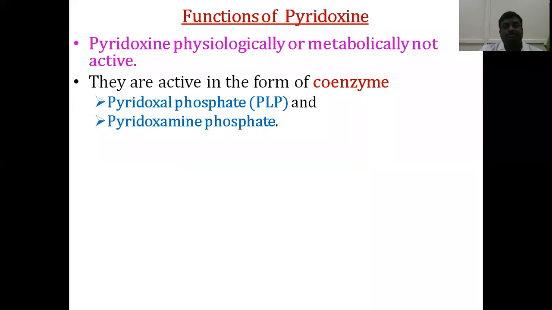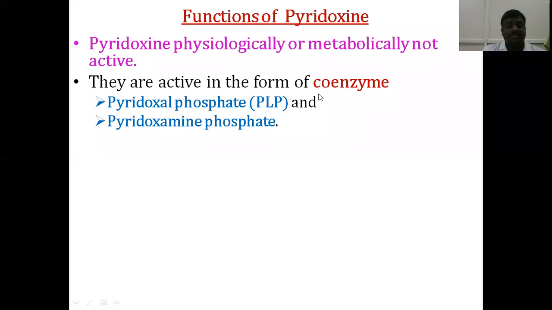What are the functions of pyridoxine? Direct pyridoxine does not have any function in our human body. If you need functions from pyridoxine, first it has to be converted to a coenzyme. Pyridoxine must be converted to the coenzymes, which are pyridoxal phosphate and pyridoxamine phosphate.